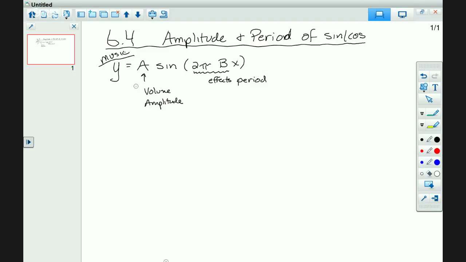We have a little formula to calculate period. It's not that number, but that's what affects the period of the graph. So we stretch it or shrink it sideways. So we're stretching vertically, stretching horizontally.